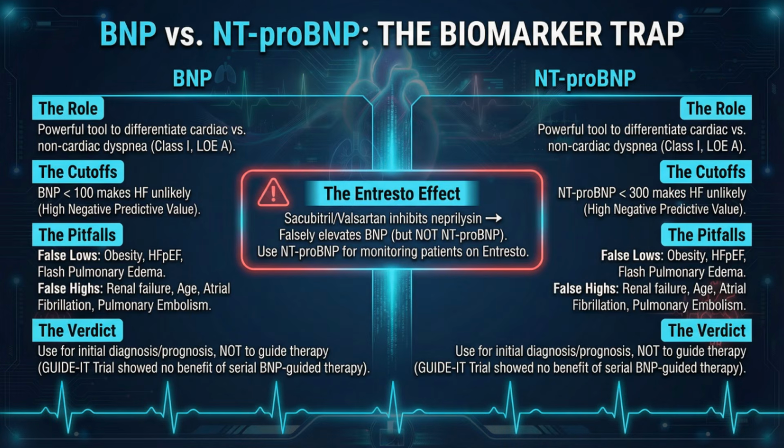Next, let's talk about biomarkers and a common clinical trap. B-type natriuretic peptide, or BNP, and its precursor, NT-proBNP, are powerful tools to help differentiate cardiac from non-cardiac causes of dyspnea. A BNP less than 100 or an NT-proBNP less than 300 makes heart failure very unlikely.